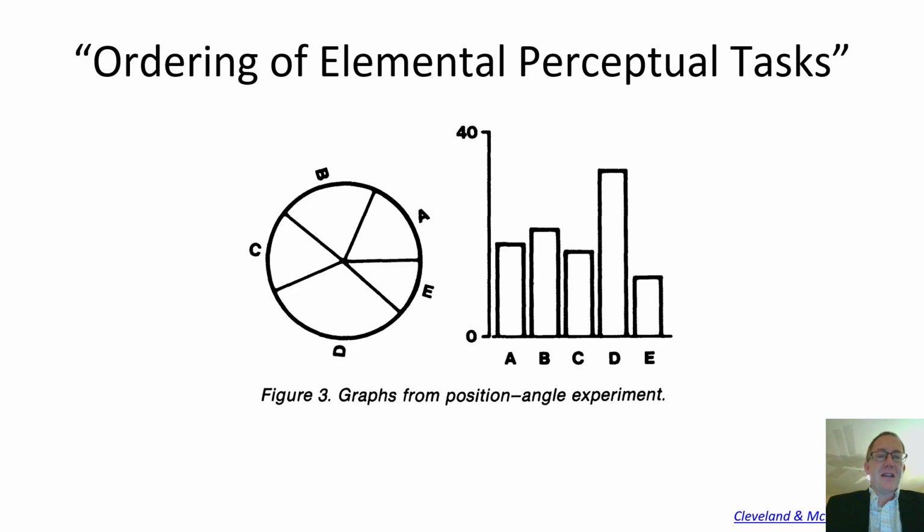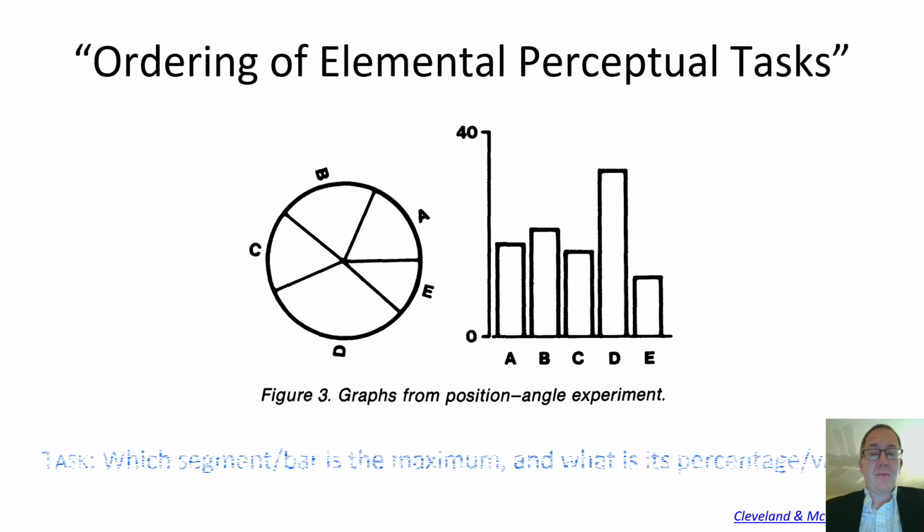This is the same data in a pie chart versus a bar chart. Two different formats. And the question is something like, which is bigger, A or C? Or the question might be, how much bigger is A compared to E? Which segment is the maximum? What's the percentage value? D is clearly the biggest segment.